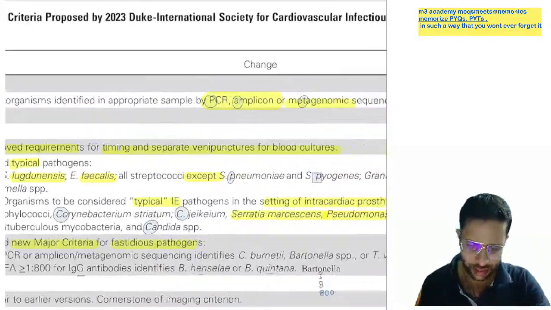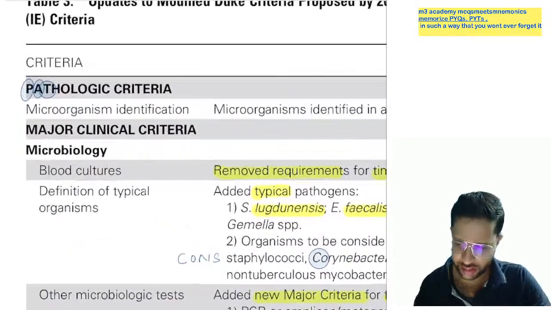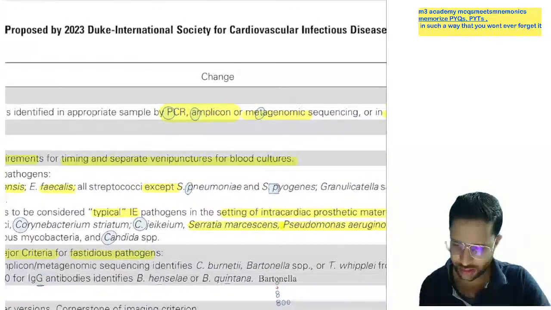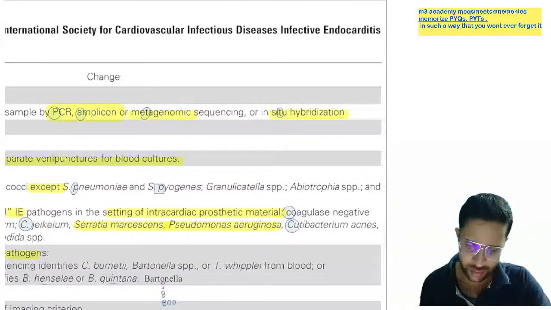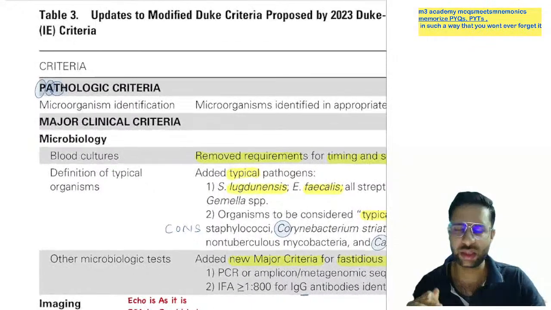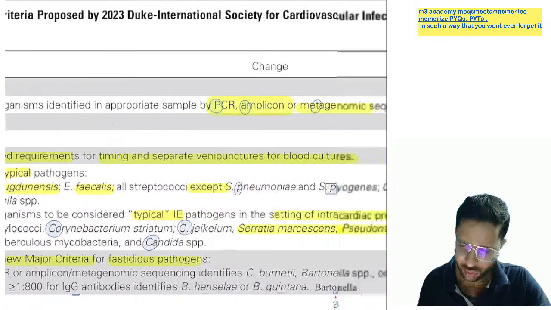In the pathological criteria, we cover the microorganism identified with appropriate PCR, amplicon, or metagenomic sequencing, or in situ hybridization. So we identify the organism by PCR, and we give importance to PCR in the pathological criteria. P for PCR, A for amplicon, I for in situ hybridization.